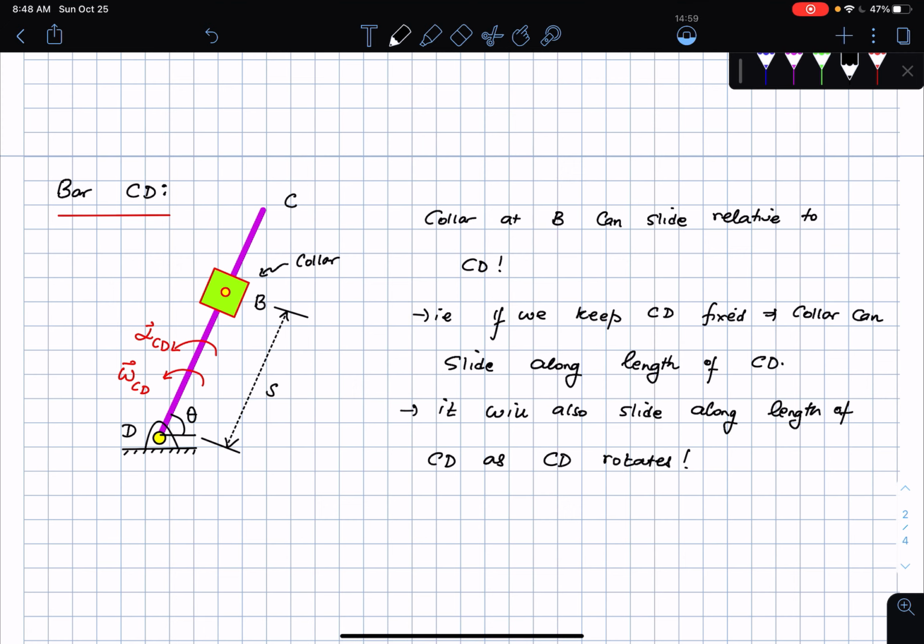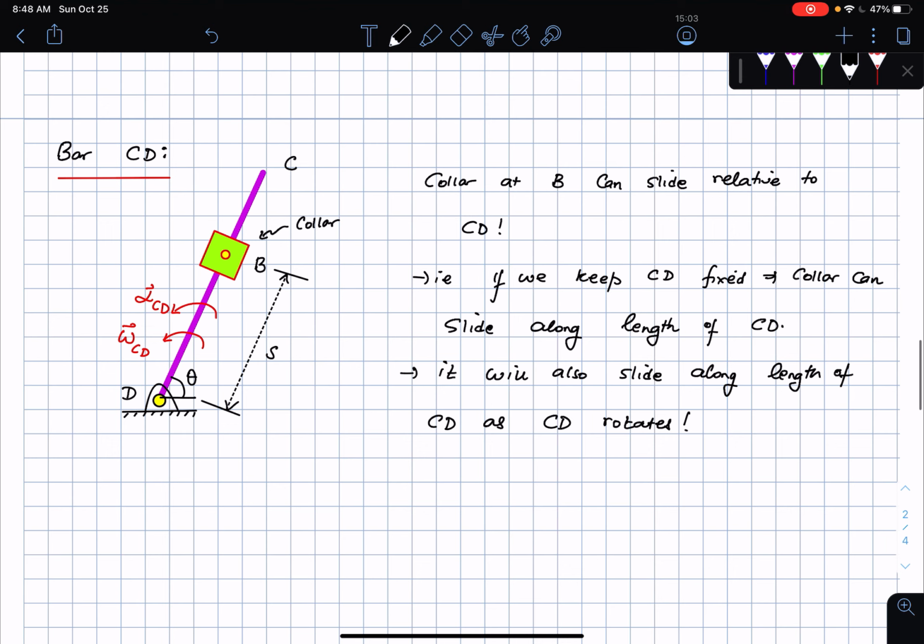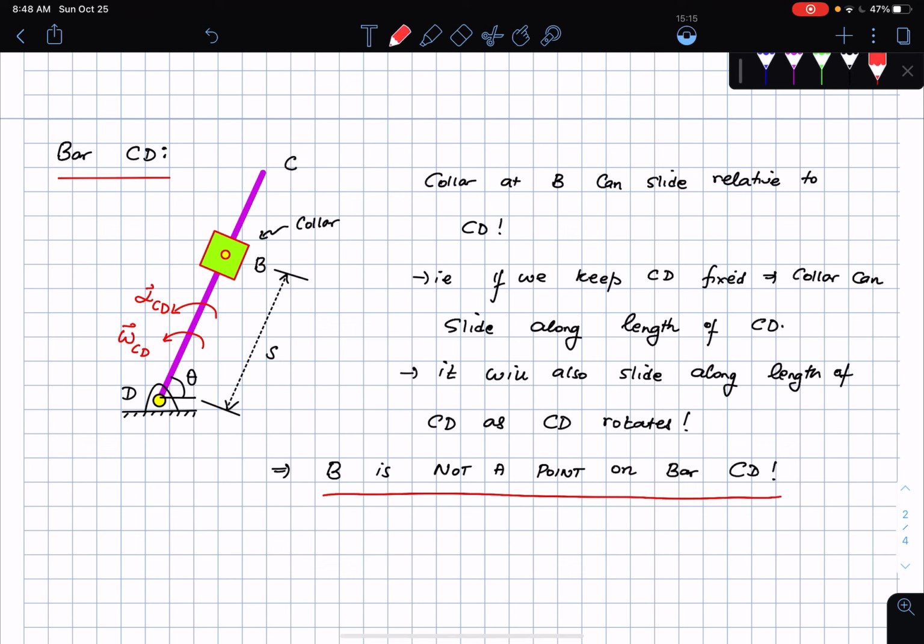Which tells us that the point B is not a point on the bar CD, because there is a relative motion between the bar and the point, even when the bar is fixed. All right, so how do I handle this particular problem?